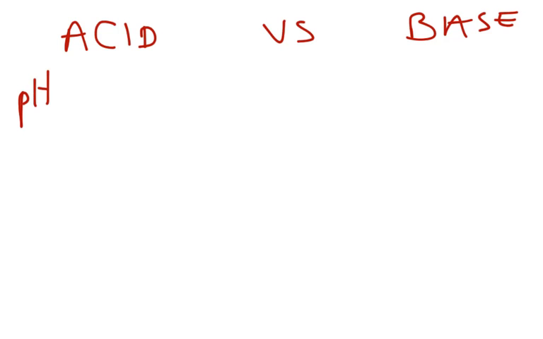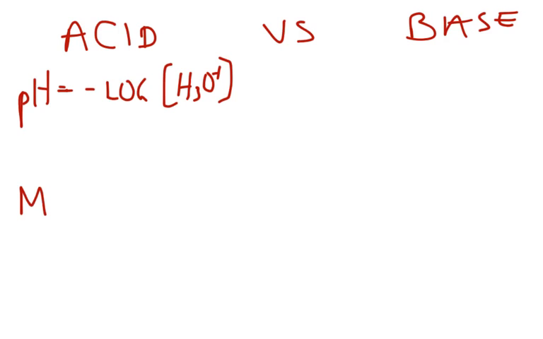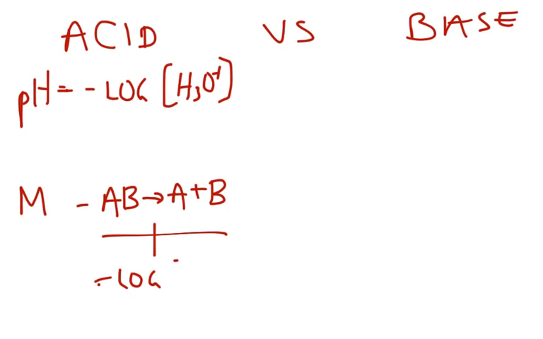If it's an acid, you can use pH equals the negative log of H3O plus if you're given the H3O plus. If you're given a molarity, then you have to do the breakdown. You have to see what it dissociates into. Then you have to do the mole ratio to see how many you're getting. And then you can do the negative log of the acid's concentration.